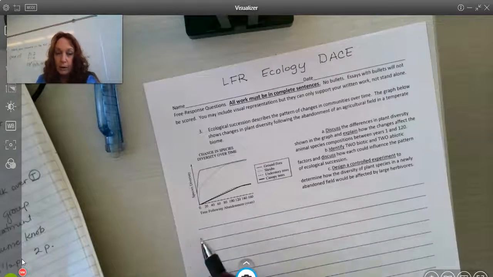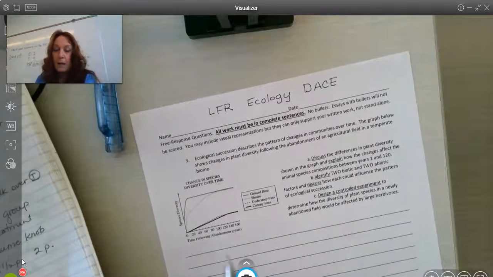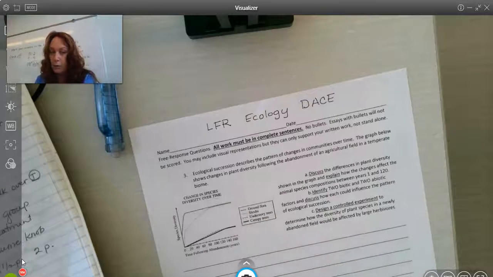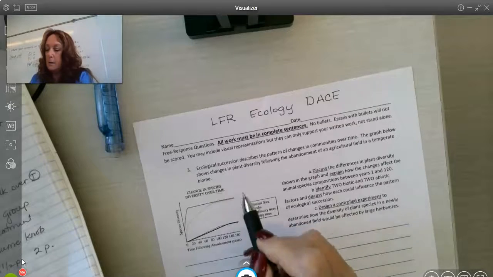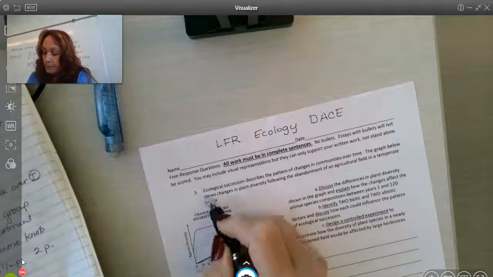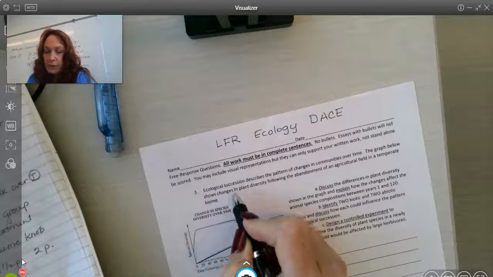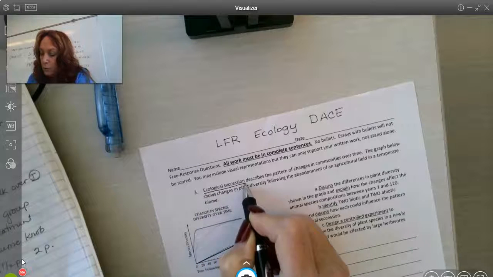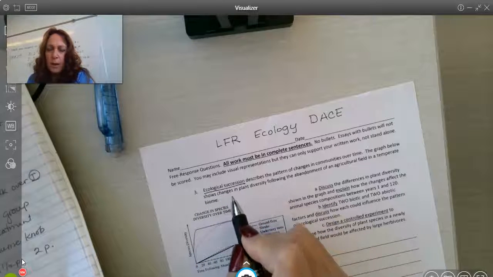So I'm assuming we're going to start with A, and they're going to tell me, hey, can you read the graph? But I'm going to start up here because they're going to set some constraints and some context for me. So ecological succession. You may not know what that is. You've heard of it before.